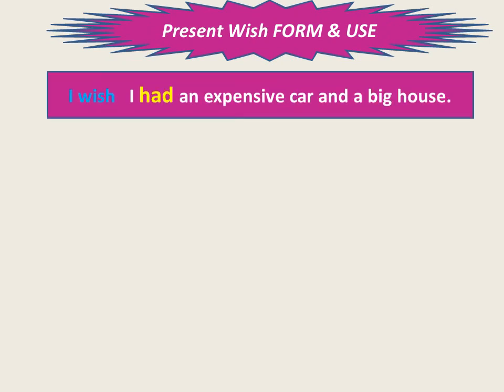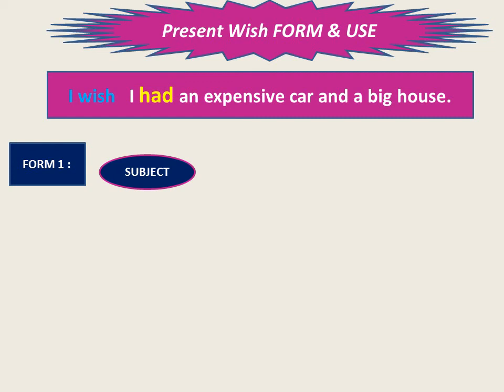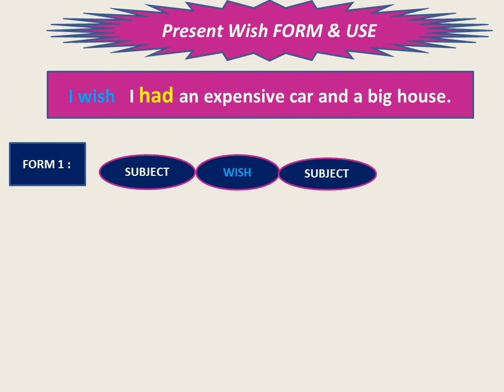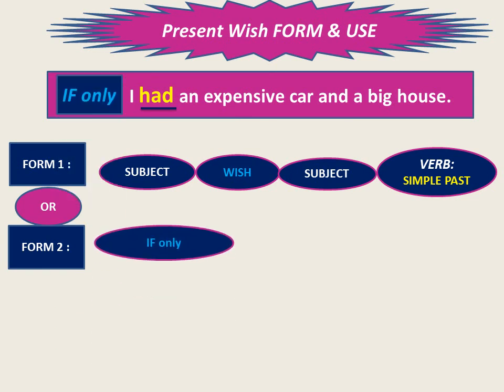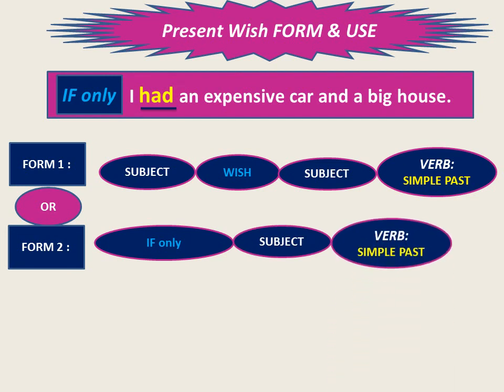So what is present wish form and use? Okay, let's have a look at this example. I wish I had an expensive car and a big house. So, what is the form of this example? We have subject, which is I in this sentence, plus wish, plus second subject, which is I, plus verb in simple past, which is had. Or we can also say if only, instead of I wish, plus subject plus verb in simple past, which is had. Okay?